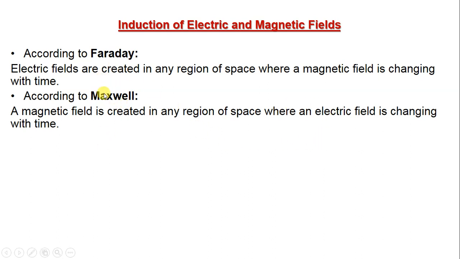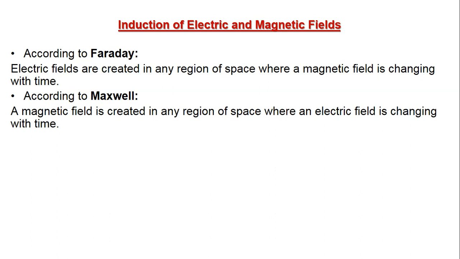So how can you now relate these two statements together? From section 3, according to Faraday, we learned that electric fields or current are created in any region where there is a change in magnetic field. From section 2, we learned that magnetic field is created in any region where electric field is changing. So these two, electric field and magnetic field, are closely related. Whenever you have a change in magnetic field, it will produce current, so it will produce electric field.